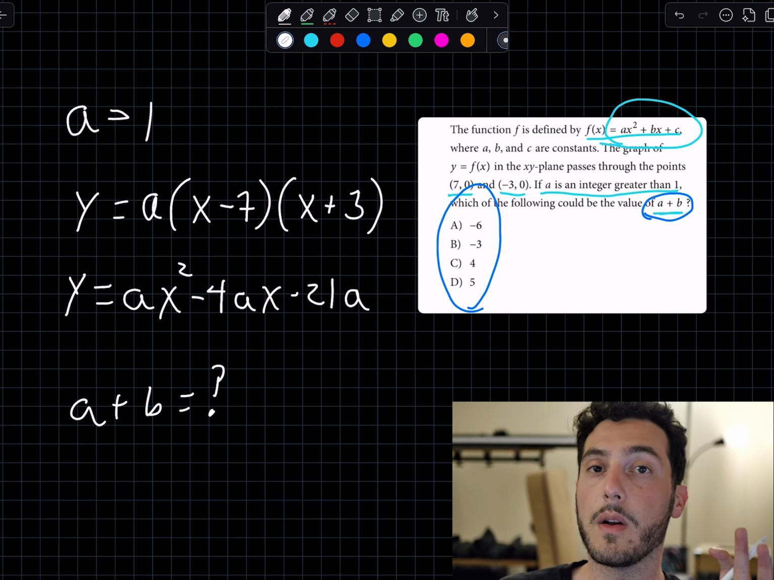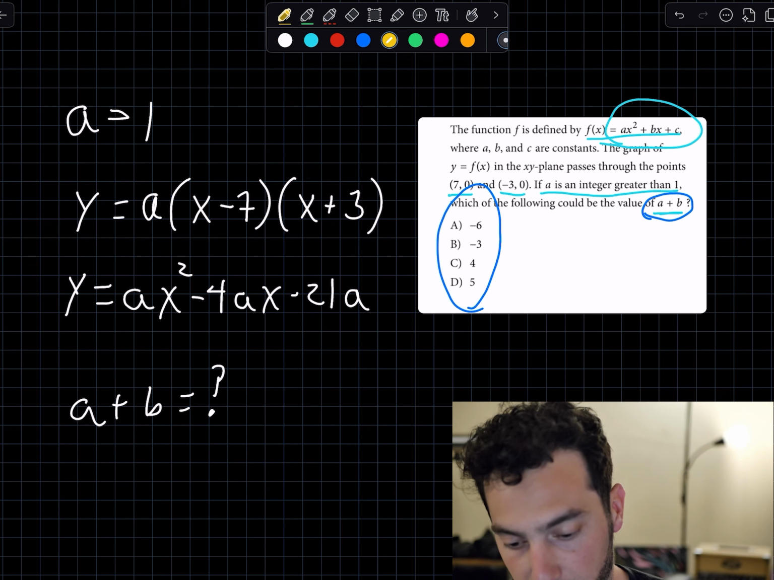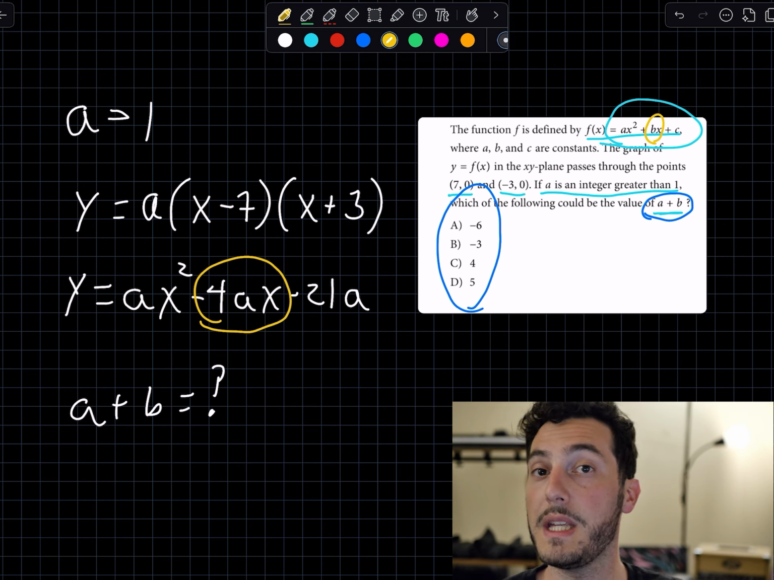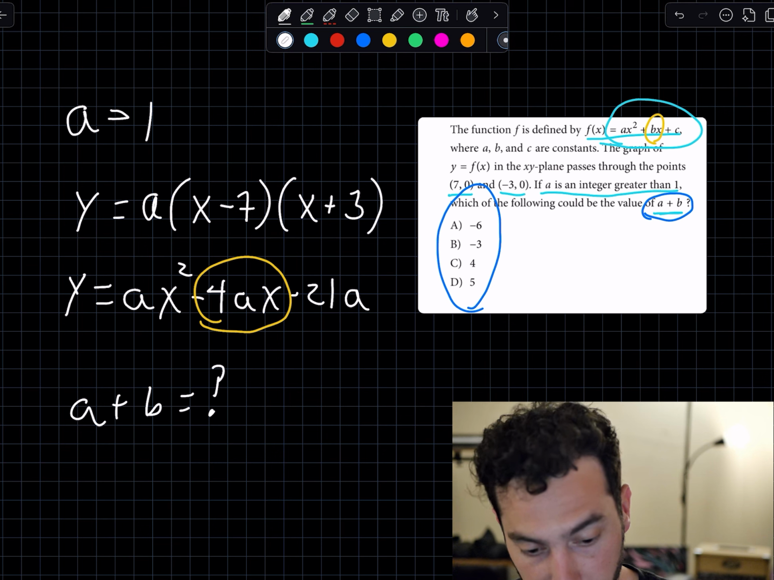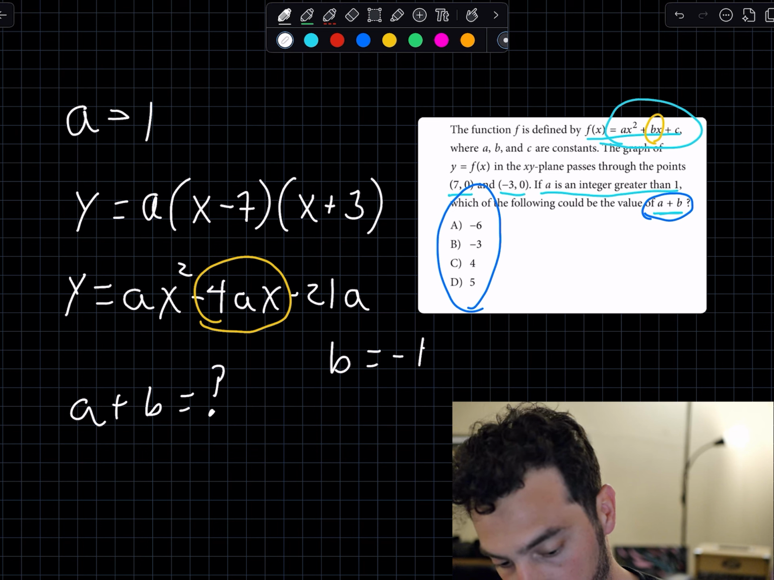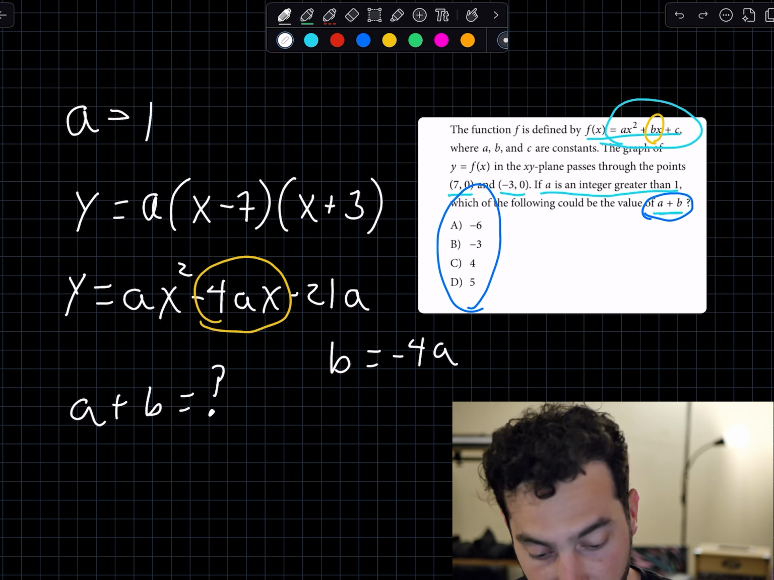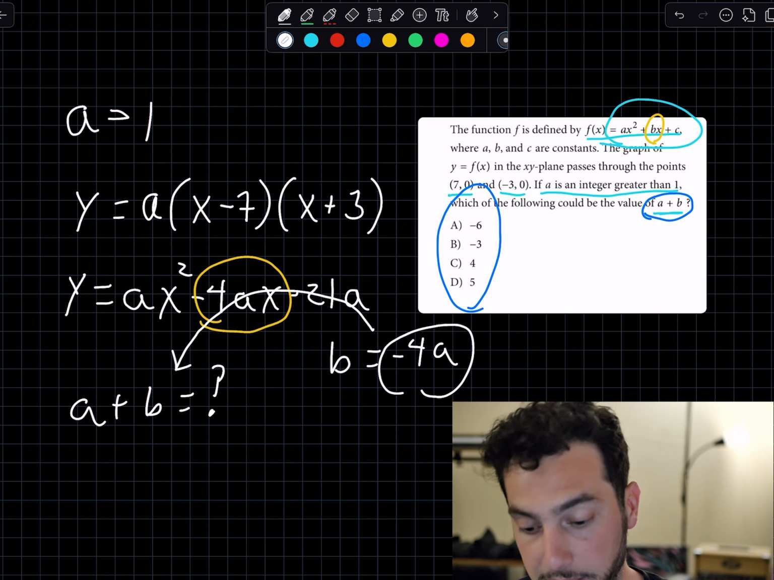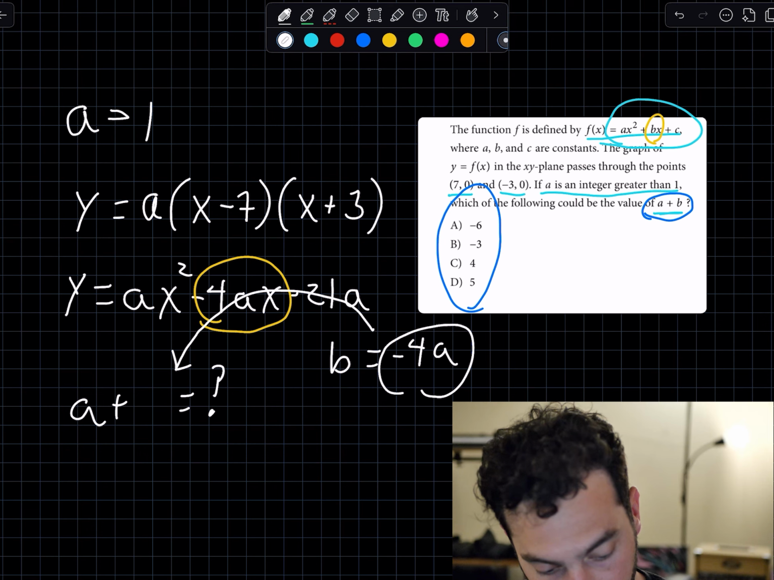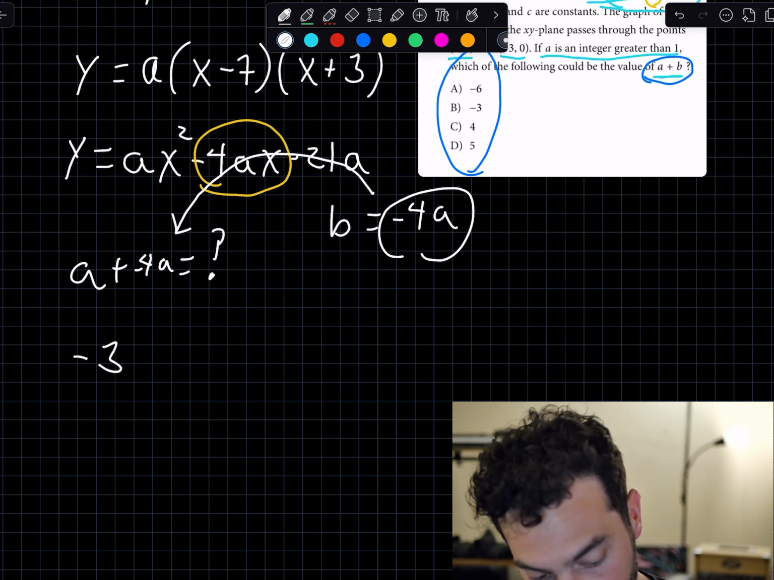But here's the thing. Our expanded binomial doesn't look exactly like theirs. Where they have bx, we have negative 4ax, which is to say we've actually written b in terms of a. So because of that, we know that b equals negative 4a. And since we have that, we can go ahead and substitute it into our expression for a plus b. So we replace that b with negative 4a. So a plus negative 4a is just going to be negative 3a.